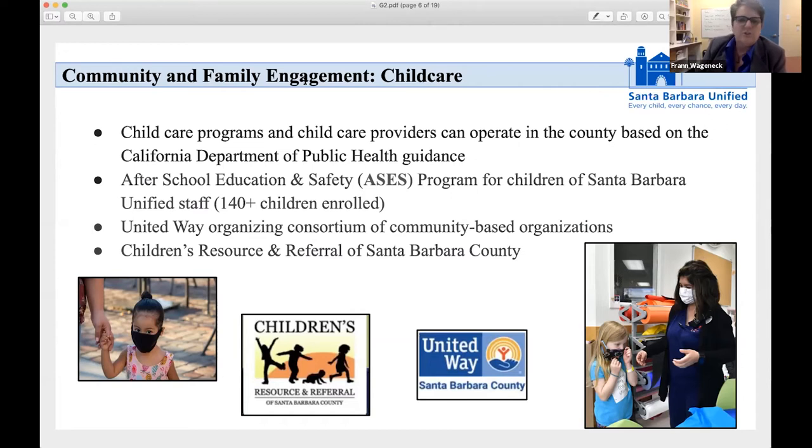Those are school-age children, and it's a type of podding. They'll be at one of four schools and they'll be grouped together with other children in pods and will be engaged in their studies during the day. That program's running from 7:30 to 4 o'clock. And that program is staffed by Santa Barbara Unified staff.